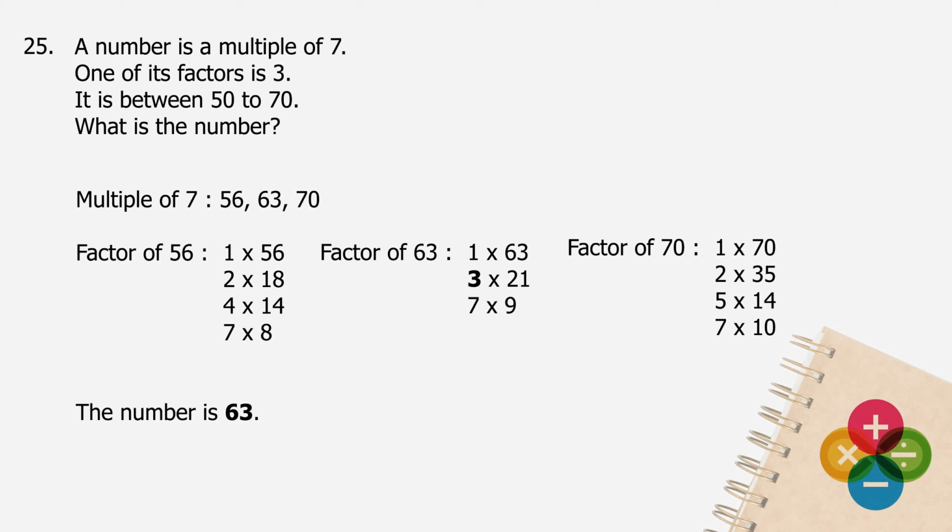The factors of 56 will be 1, 2, 4, 7, 8, 14, 28, and 56. The factors of 63 will be 1, 3, 7, 9, 21, and 63. The factors of 70 will be 1, 2, 5, 7, 10, 14, 35, and 70. The number is 63.